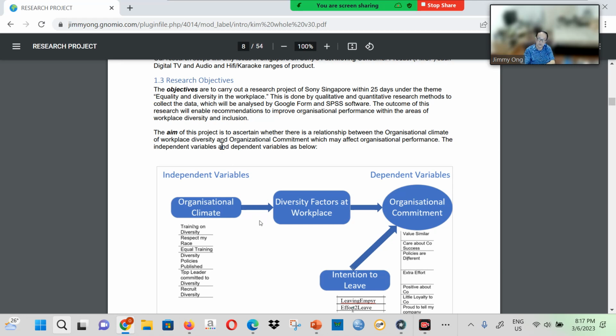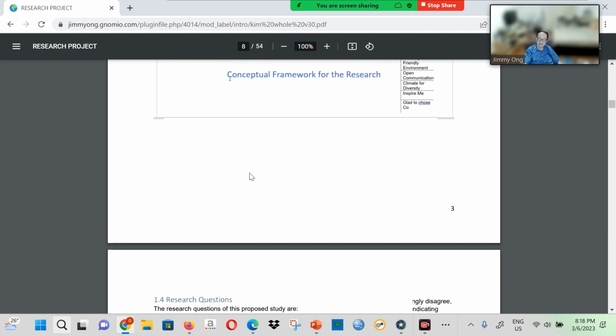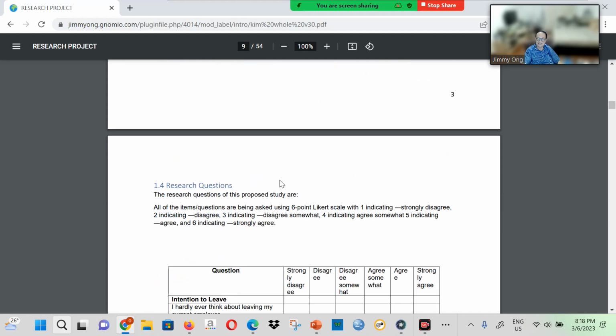This is just to look at the aim and objective. See, using Google Form and SPSS. See, my student uses technology. My student talks about framework. My student talks about people. All these are people. Top leader commitment are people. Leaders are people. Training involves people, right? Respect is also people. So all these are people, right? So people, technology, and finance is what we call design thinking of doing a project.